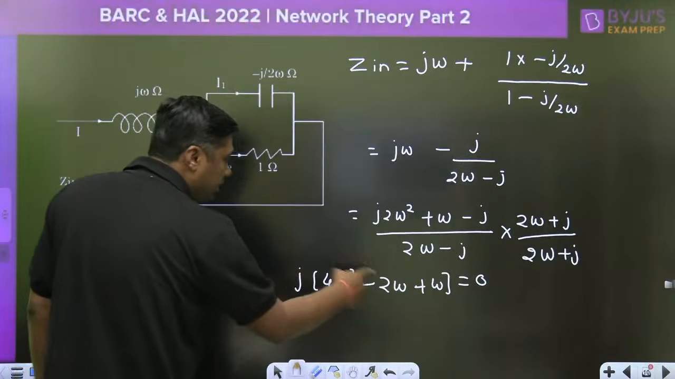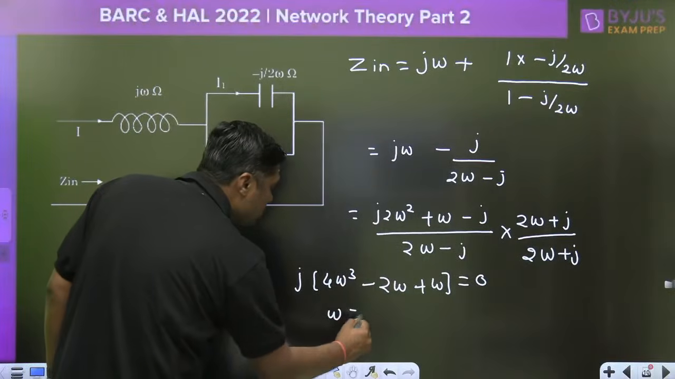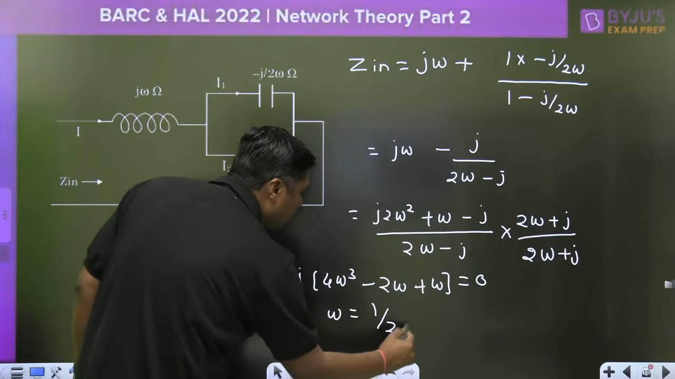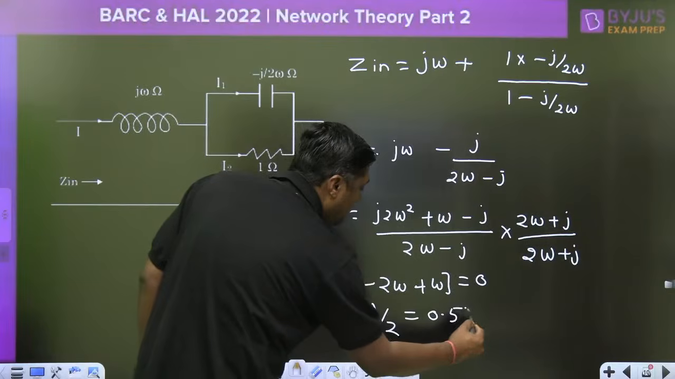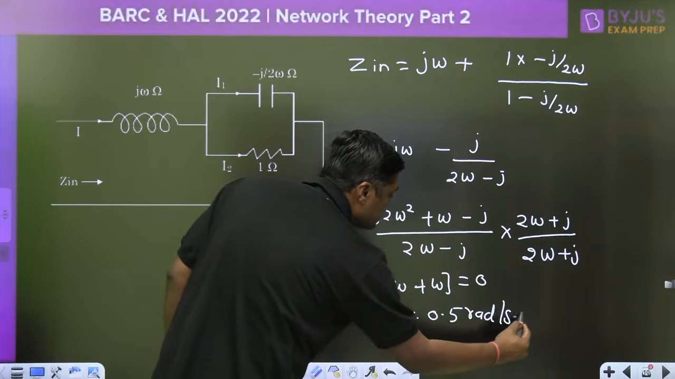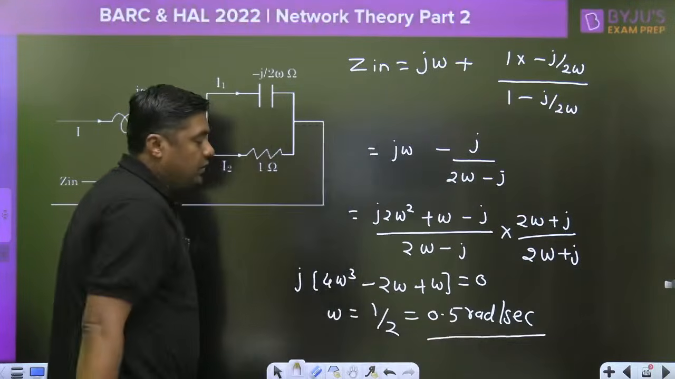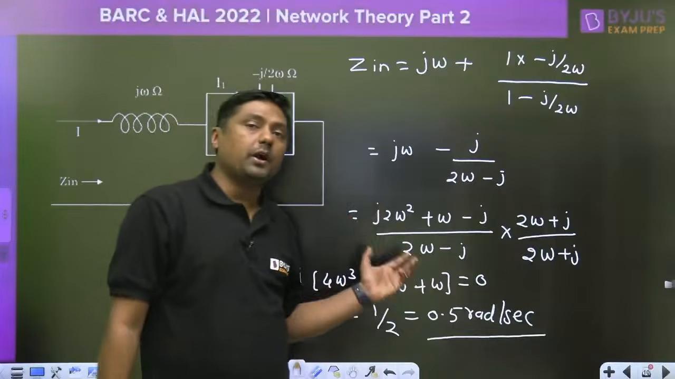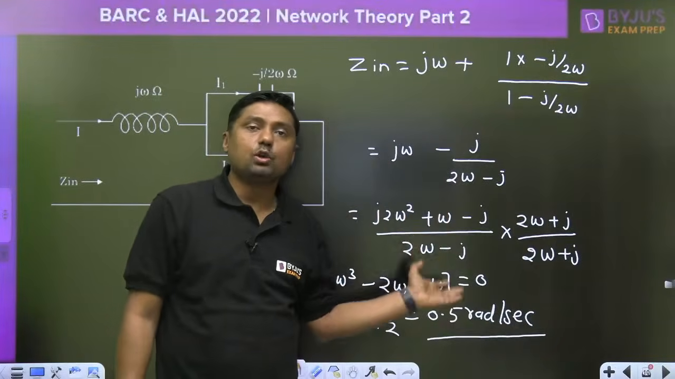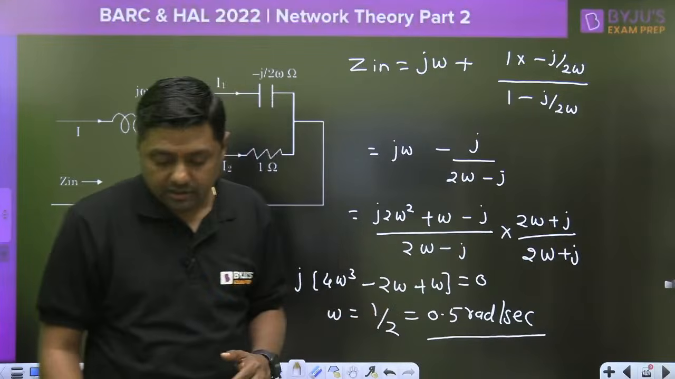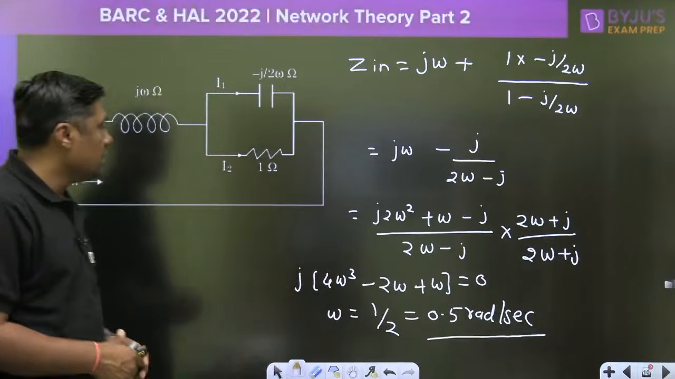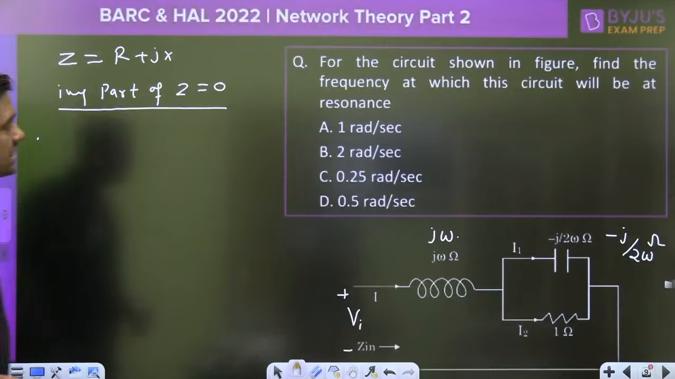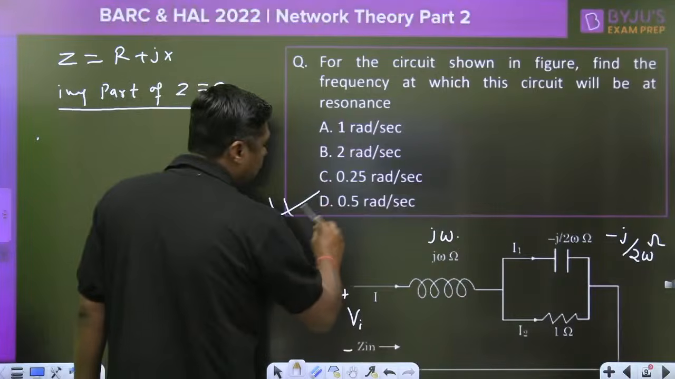This imaginary term should be equal to 0. From this you will get omega is equal to 1 by 2, that is 0.5 radian per second. So no need to calculate the real part. Only focus on the imaginary part and equate it to 0, and you will get the answer for this question. So this is your resonance, that is 0.5 radian per second.